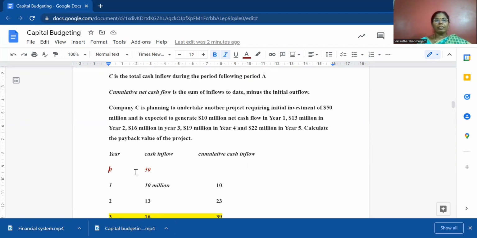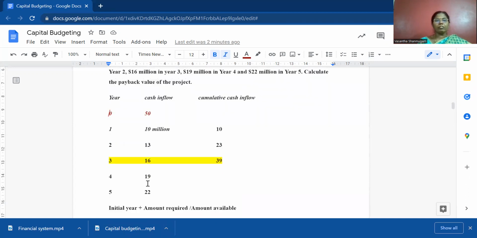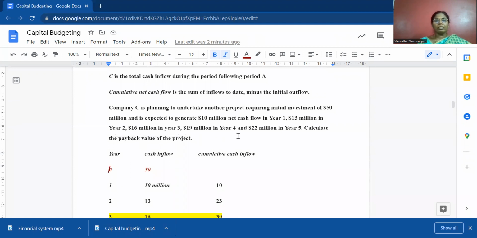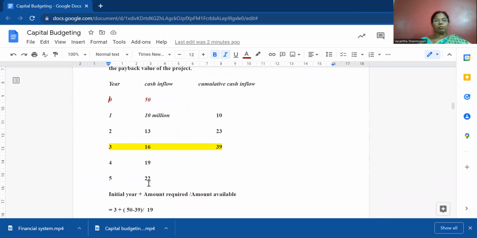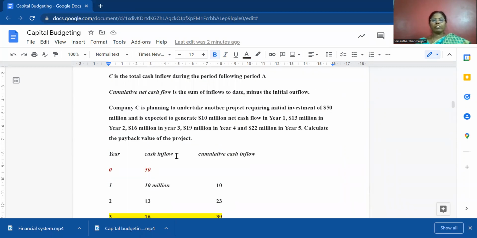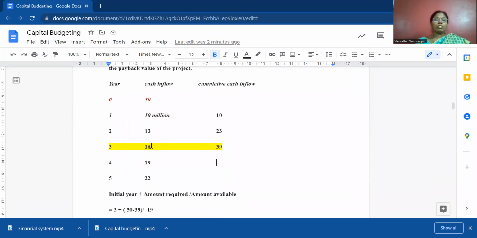Then see here, in the first year they are able to generate 10 million cash flow, in the second year 13 million, in the third year 16 million, and in the fourth year 22 million. This is the company's cash flow on a yearly basis. Again I will explain this question. The company has invested 50 million, and this is the cash inflow over a period of 5 years.